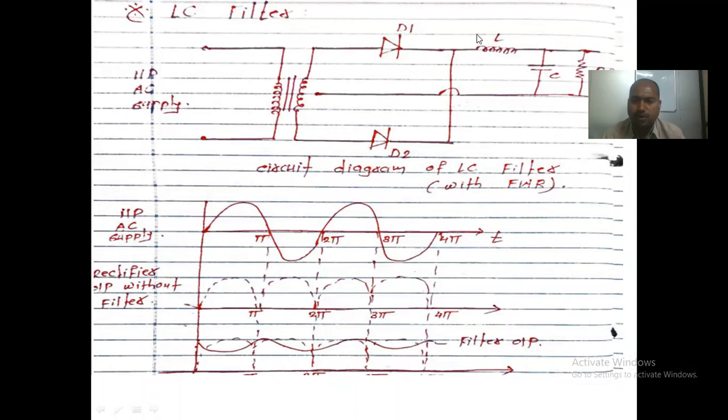Okay, so when we use the LC type of configuration, whatever the output, it should reduce the sum of the ripple content, right? It should reduce the sum of the ripple content. So the ripple should be reduced, that is seen here. Some part of the AC should be reduced.